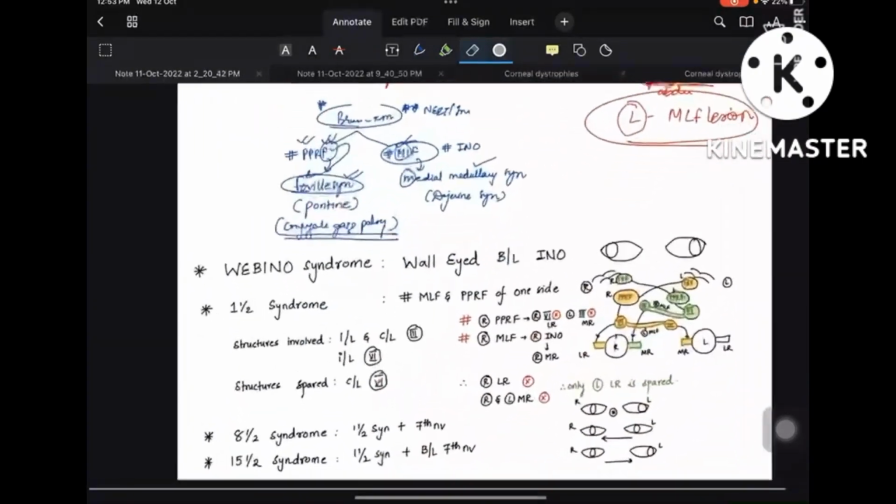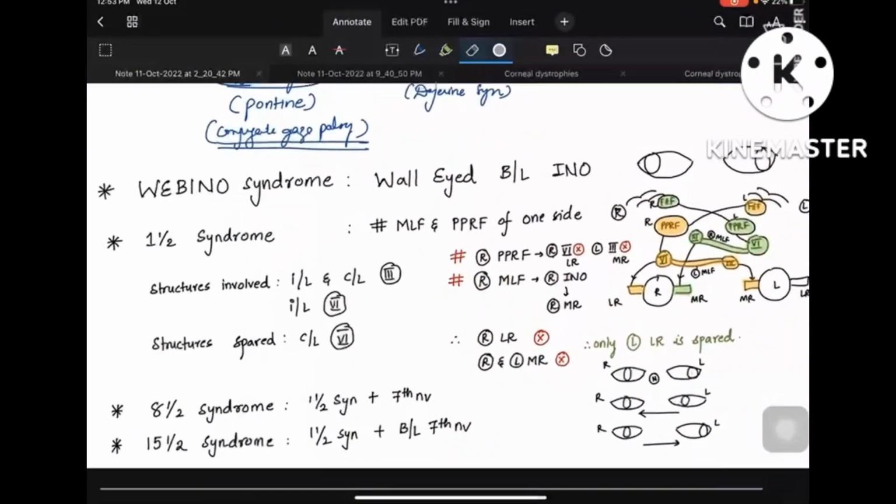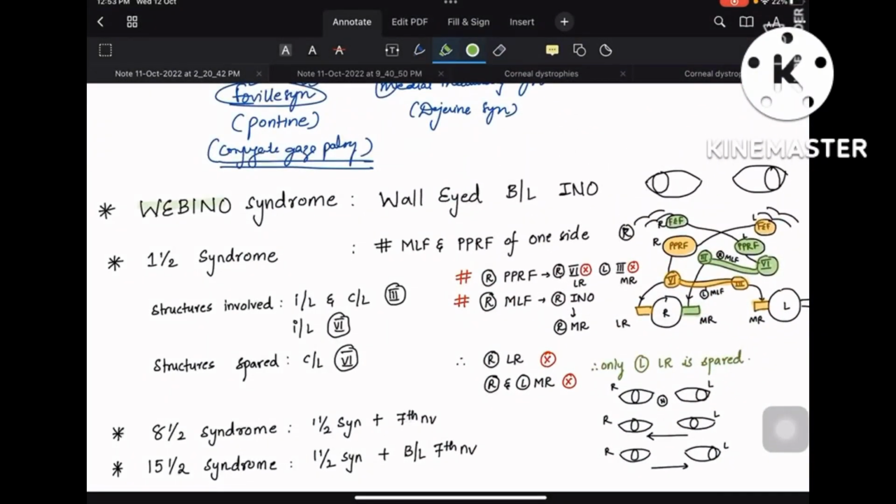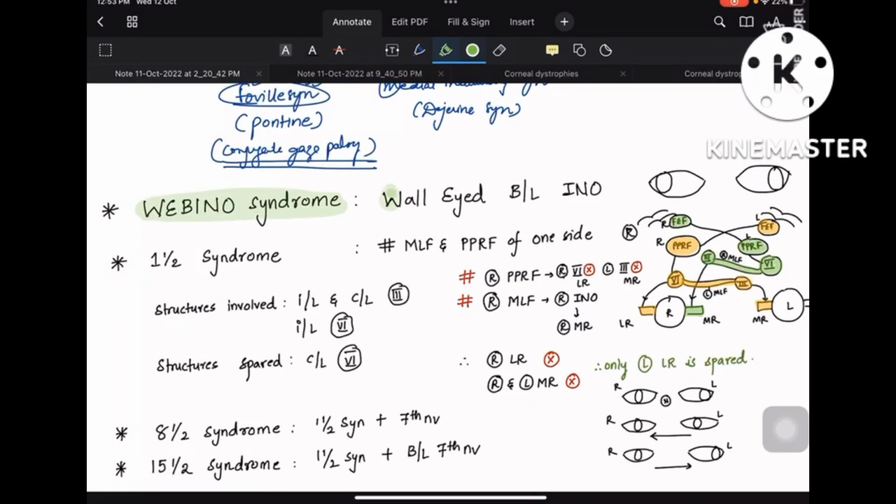Now let us understand a few important terminologies here. So WEBINO, this was once asked in INICET. WEBINO meaning W for wall, E for eyed, B for bilateral INO. So wall-eyed bilateral INO is WEBINO. That means in both the eyes, two MLFs are affected, that is, right MLF is affected and left MLF is affected. The eyeballs finally have this abducted position in both the eyes. That is the image of WEBINO.